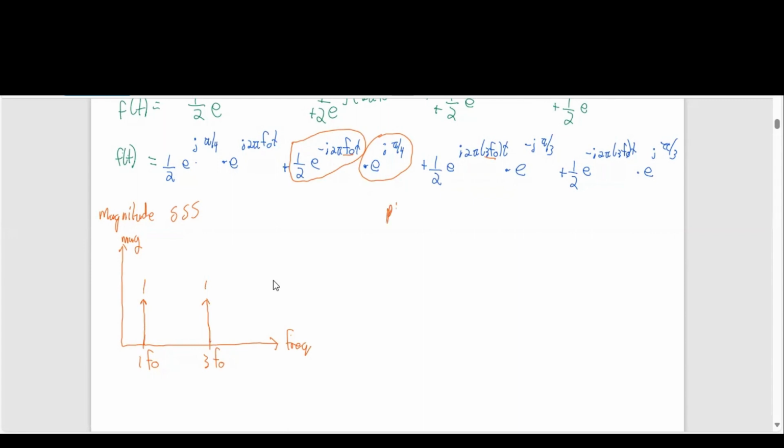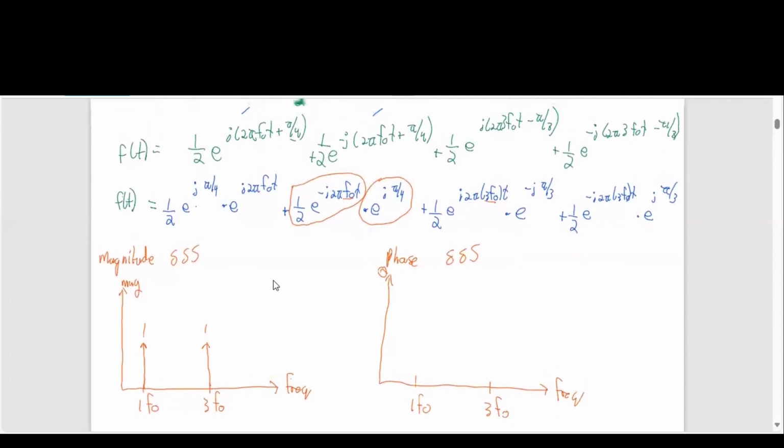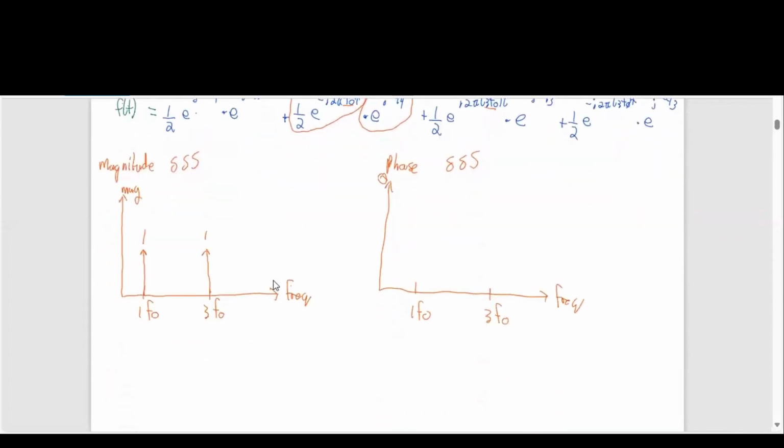That's it. And then the phase, the single-sided, same general idea: frequency, same two harmonics. So you have your f0 and your 3f0, and your phase, we call it theta. For 1f0, the phase was π/4. So go up to π/4.